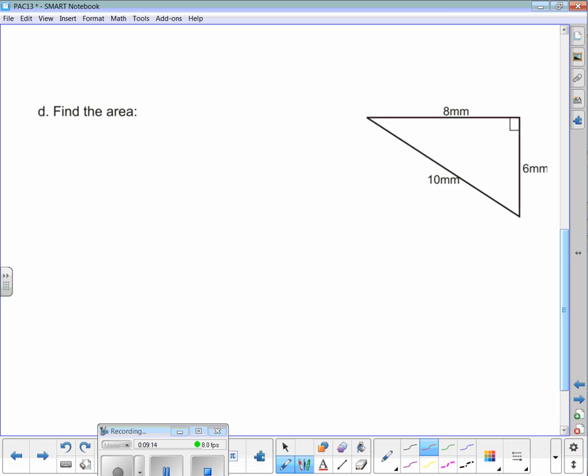Okay, let's find the area of this one. So again, how do we start? With the formula. Area of a triangle. Don't forget the 1/2, because it's 1/2 of a parallelogram. 1/2 base times height. All right. Usually once I write the area one time with the triangle, I don't write it the second time. You can if you want.